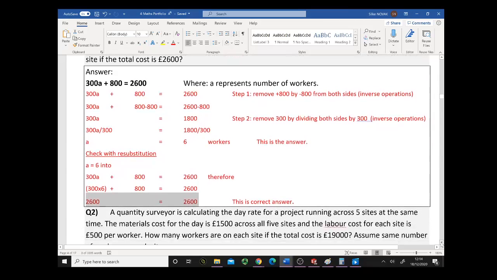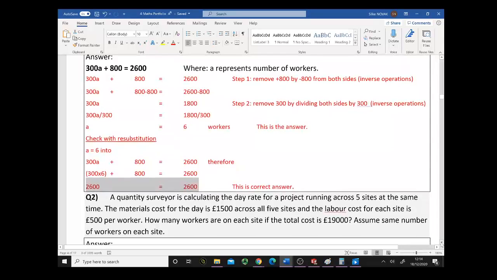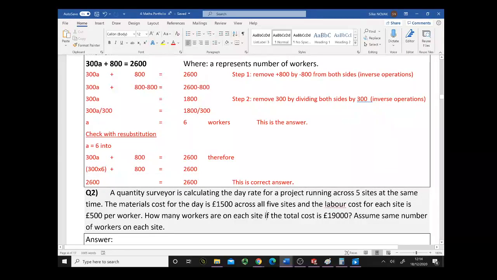So if we move on to the next one, we've got 5 sites. This one is slightly more complicated because we are working out workers on each site. There's the same amount of workers on each site. We need to work out how many we've got, if the total cost of all of it is 19,000 and the materials cost is 1,500 and the labour is 500 per worker. This is a bit more complex.